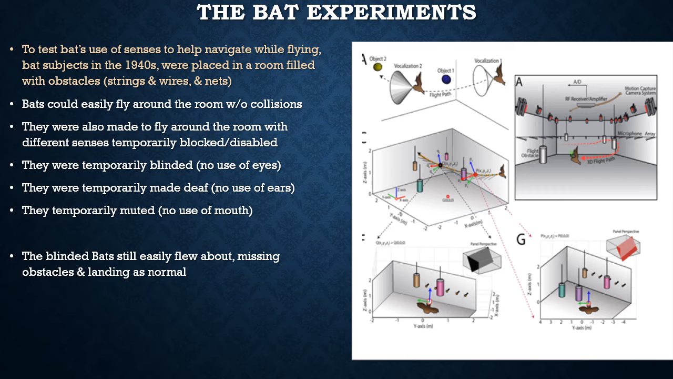They figured out that the blinded bats, the ones who had their eyes closed essentially, still could easily fly about. Even if they were blinded, they could easily miss the obstacles and they landed perfectly normal. They had no trouble apparently navigating around the room.